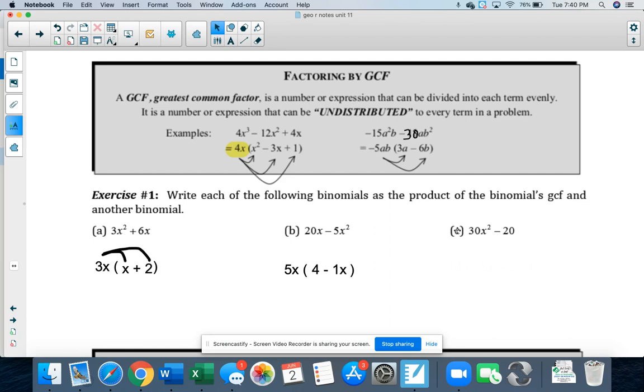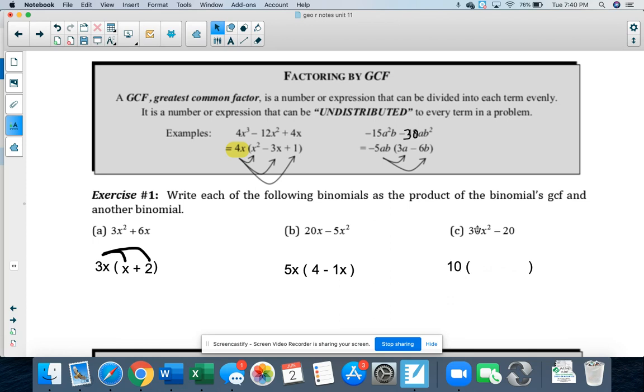Why don't you try C, pause the video, try C on your own, see if you can come up with a number that's in common and any letter, if any letter is in common. All right, so 30 and 20, the number that they have in common is 10. This first term has an x squared, but this does not have any x's, so I can only pull out a 10. That's my greatest common factor.